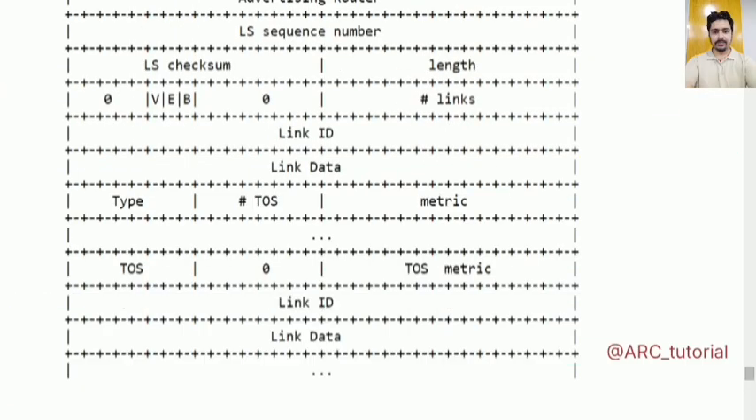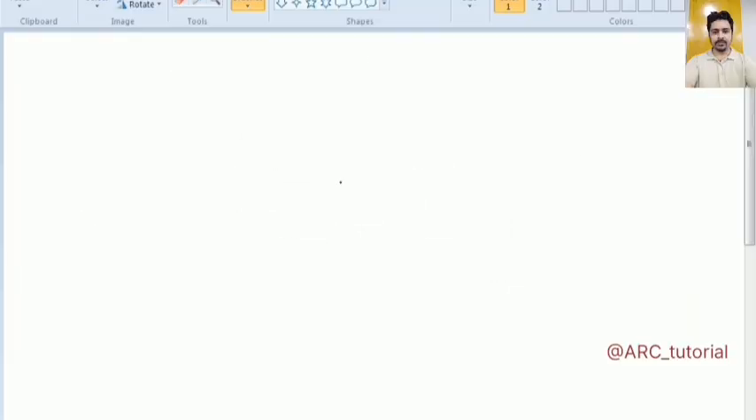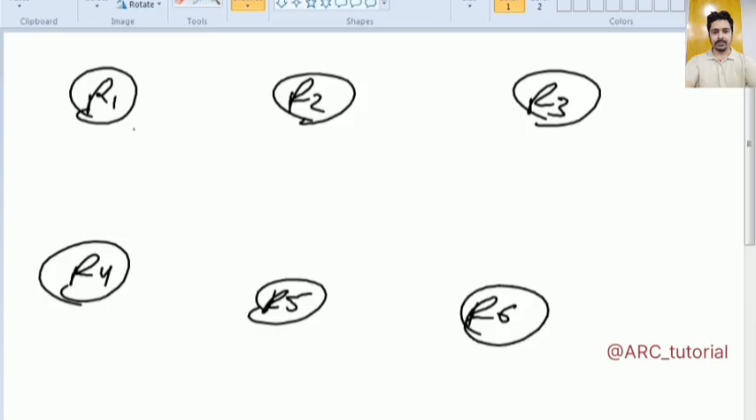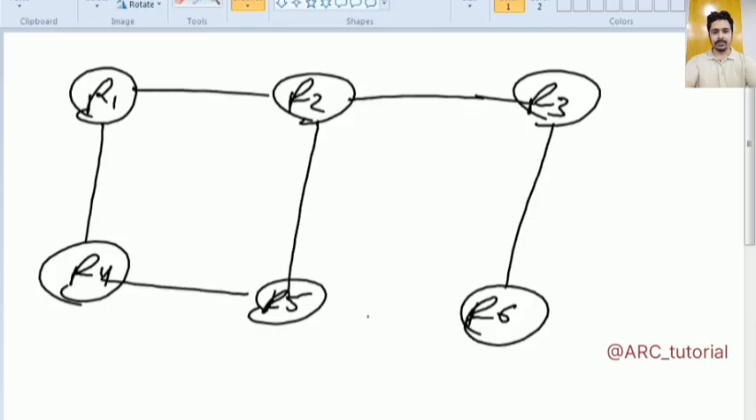So now, in case you have this kind of diagram, R2, R3, R4, R5, R6. This type of diagram. So let's say that you have enabled a common area on all these 6 routers. How many router LSAs will be there? 6. 6 router LSAs will be there now. And all routers will have all those 6 router LSAs.